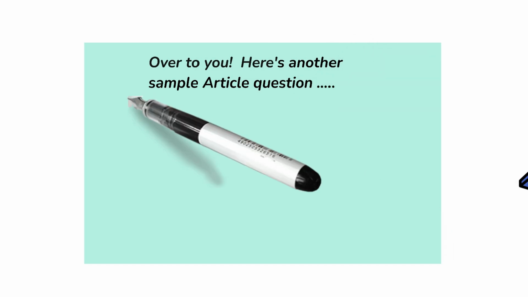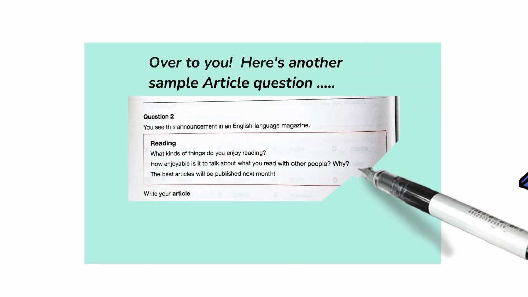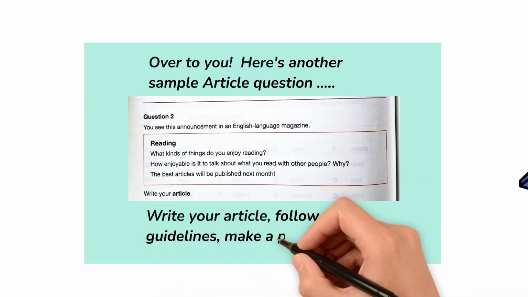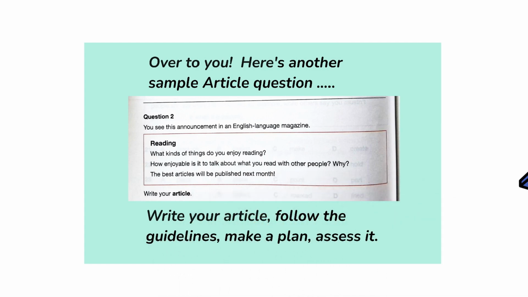Okay, now it's over to you. Here's a sample article for you to practice. We can see the topic is reading and the article has 2 questions. That means you may choose to have 2 paragraphs or you might choose 3. Personally, I recommend 3 paragraphs.